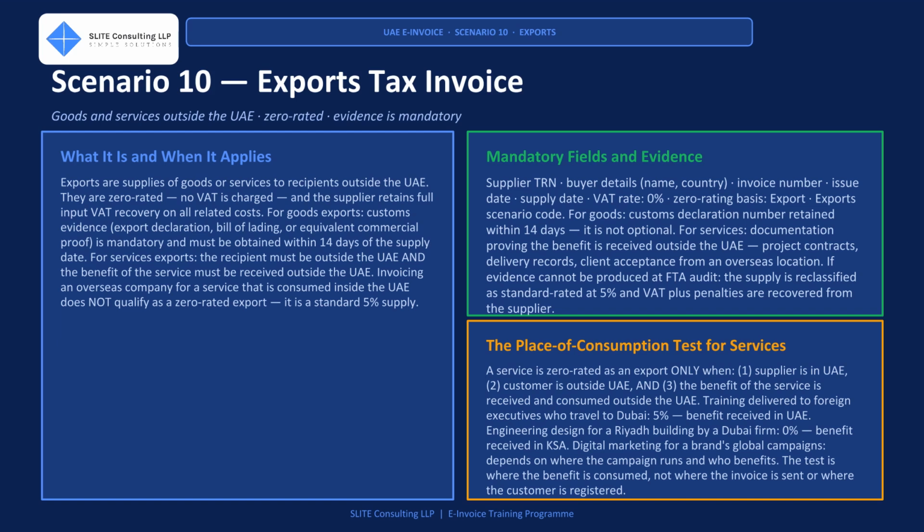Mandatory fields include the 0% rate, the export basis, and the scenario code. Without evidence at audit, the supply is reclassified at 5% and VAT plus penalties are recovered from the supplier.